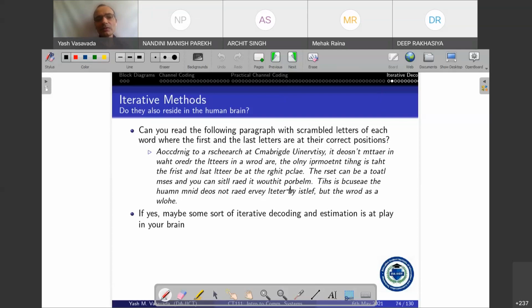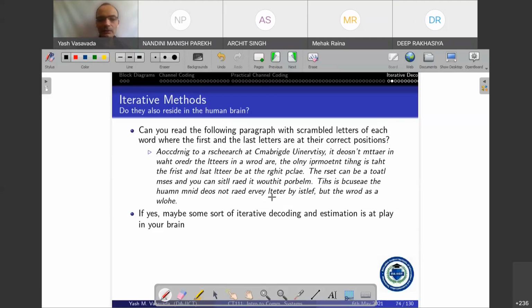This may be because the human mind doesn't read every letter by itself, but reads the whole word as a whole. Basically, what is happening is that the brain looks at the first and the last letter, and from there it already forms the belief of what the intermediate letters are likely to be. And then if it sees roughly the same type of letters, it solidifies its belief. And so maybe some type of iterative approach is going on in our brains.